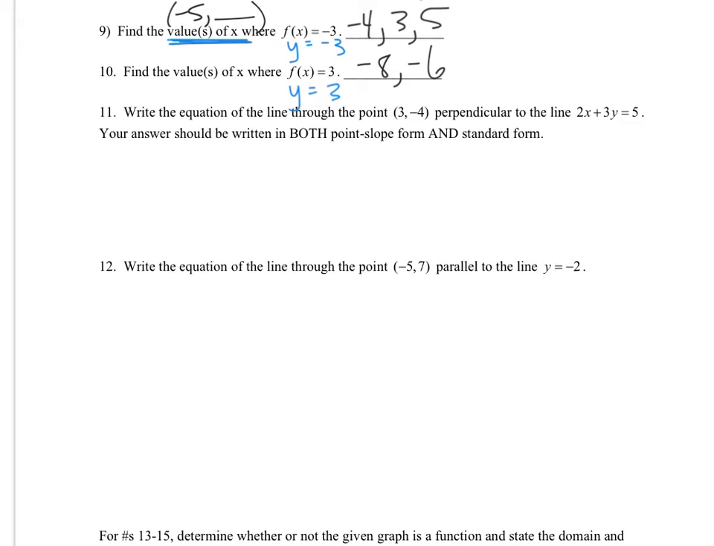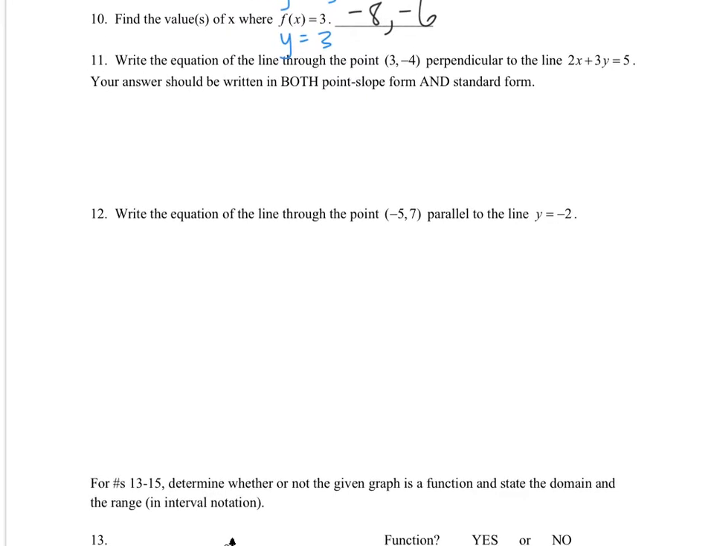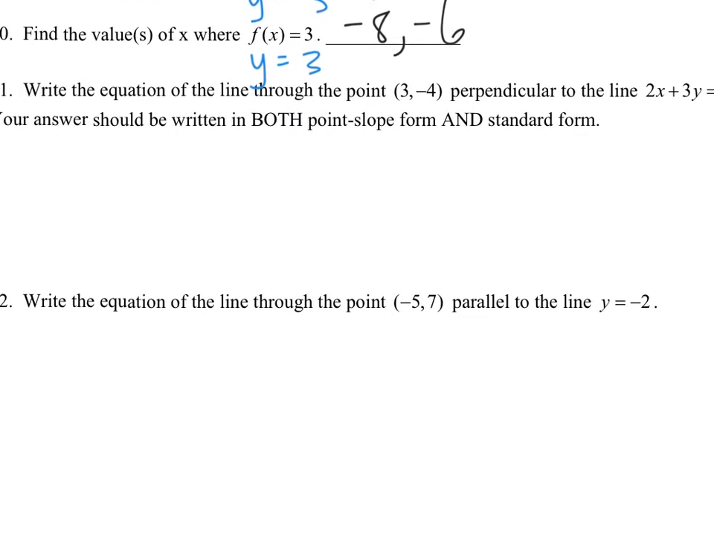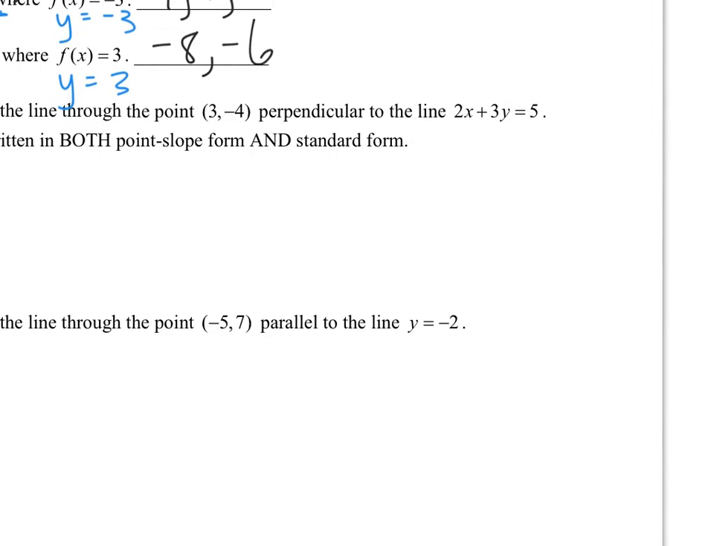Some of us had some issues with writing the equations of lines. So what I want to talk about first is, this says write the equation of the line through a point perpendicular to this line. So what you should be thinking to yourself is, if it has to be perpendicular to this, then I need to know what the slope of that line is.